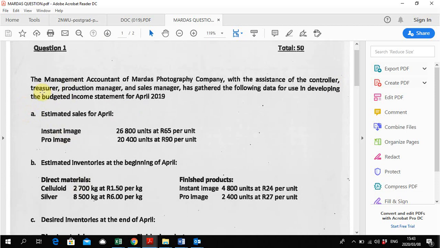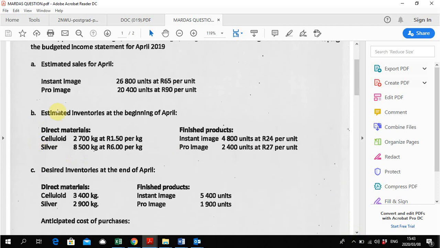So they say here that there's estimated sales, and in this question there's two products. It has a product called Instant Image and a product called Pro Image. Of the Instant Image, we have to sell 26,800 at 65 Rand and 20,400 units at 90 Rand of the Pro Image. Then the estimated inventories have been given there. So there's some direct material and finished products.